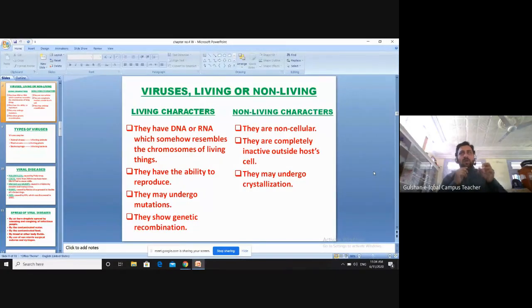So somewhere this virus will cause a lot of problem, and in some other areas they are going to cause less problem. In some areas, it will be more violent. In other areas, it will be less virulent. It means that they show mutation. They can undergo mutations as well. Only living things.